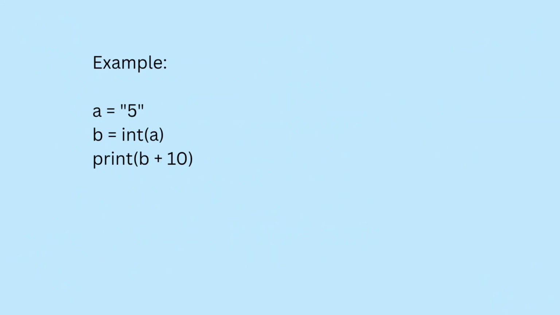Here the value of a is initially 5, but when we typecast it with int, it converts it to integer. Here 5, a string, becomes an integer, and now you can add numbers easily. If you skip the conversion, Python will throw an error. So the output will be 5 plus 10, that is 15.